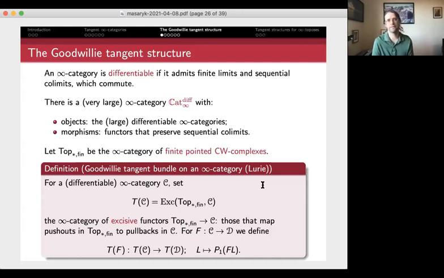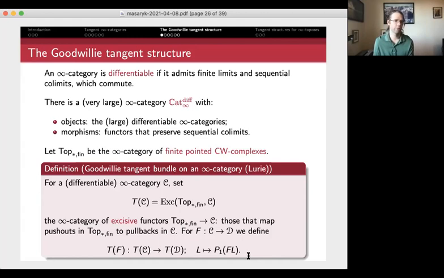So that defines T of C. I also should tell you what T does on morphisms. If F is a functor from C to D, then we can define T of F, a functor from T of C to T of D. The basic idea is you want to just postcompose with F. Now, if you take an excisive functor and apply some other functor F to it, the result is likely not excisive anymore, unless F preserves pullbacks. So we take P1, the excisive approximation, which also comes from Goodwillie calculus. Goodwillie shows that any functor has an excisive approximation, a universal approximation by an excisive functor. And so this is our definition of T of F for a functor F.